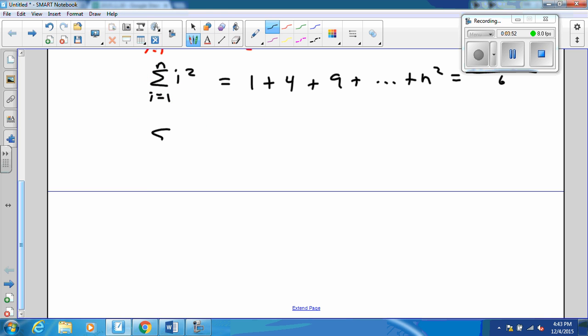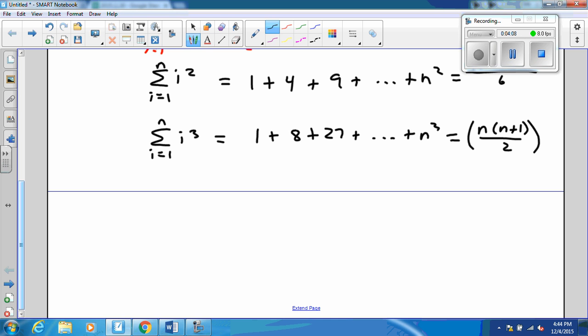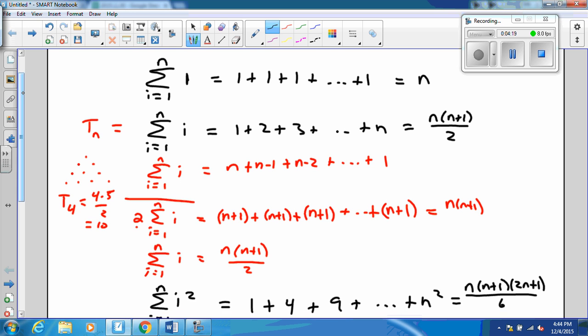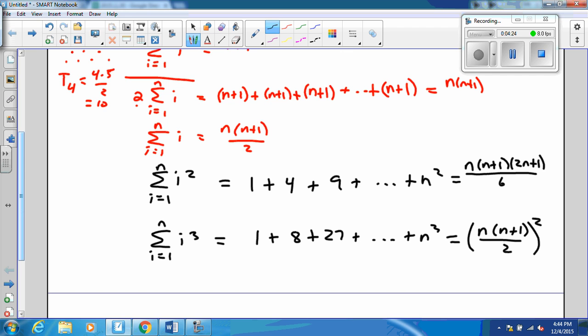And if I add up the sum of cubes, 1 plus 8 plus 27 plus all the way up to n cubed, it can be shown that this has a value of n times n plus 1 over 2, quantity squared. So these four summation formulas, the sum of i to the 0 power, i to the first power, i to the second, and i to the third power, are extremely useful to us, and you'll see why in just a few moments.